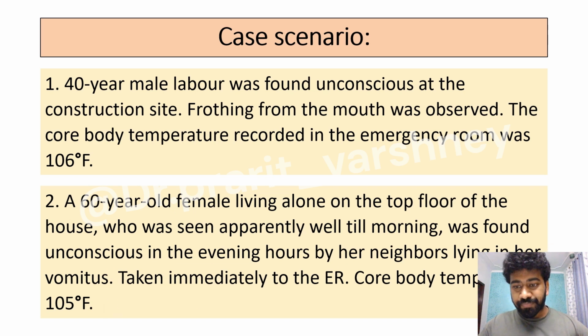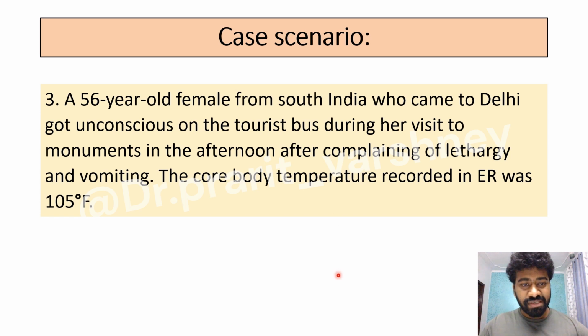Next case scenario is a 56-year-old female from South India who came to Delhi and got unconscious on a tourist bus during her visit to the monuments in the afternoon, after complaining of lethargy and vomiting. The core body temperature recorded in the ER was 105 degrees Fahrenheit. Here is an elderly female. There is a lack of acclimatization. She came from South India on a tourist bus during her visit to the monuments. She was outside in the heat. There is a complaint of lethargy and vomiting, which are the initial symptoms of heat stroke, followed by core body temperature of 105 degrees Fahrenheit.